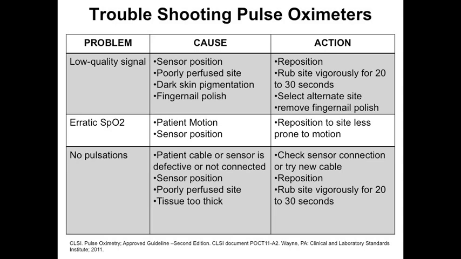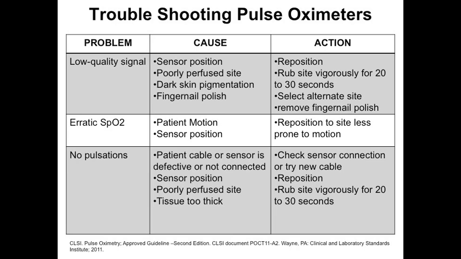Erratic oxygen saturation measurement is likely caused by patient motion or incorrect sensor position. Reposition the sensor to a site less prone to motion, such as the forehead, ear, or nose. If the pulse oximeter cannot detect a pulse, it cannot measure the oxygen saturation. This may be caused by the patient cable or sensor being defective or not connected. The sensor could be in an incorrect position, or the patient could be poorly perfused in the site selected.